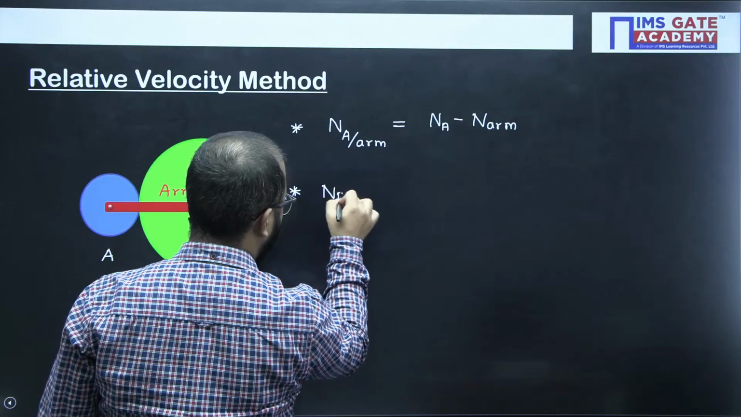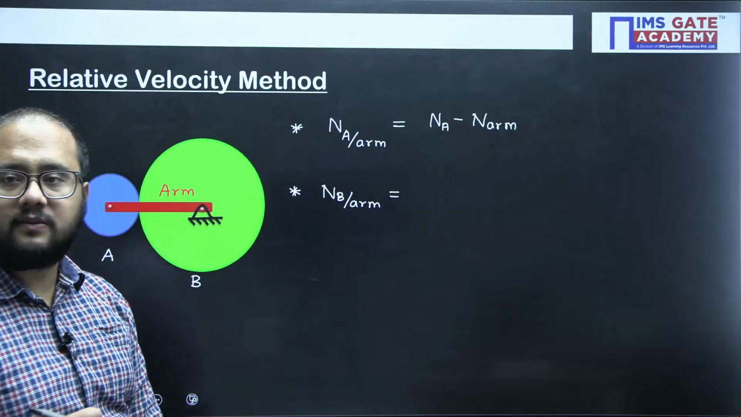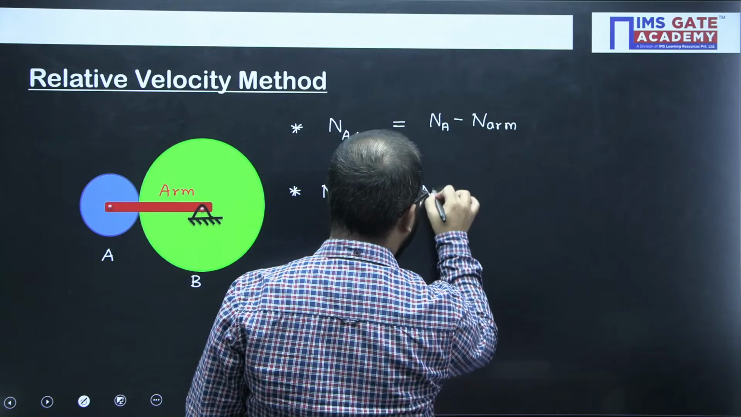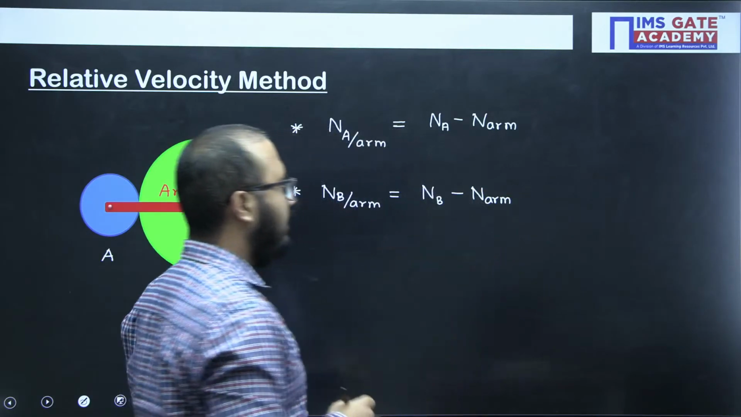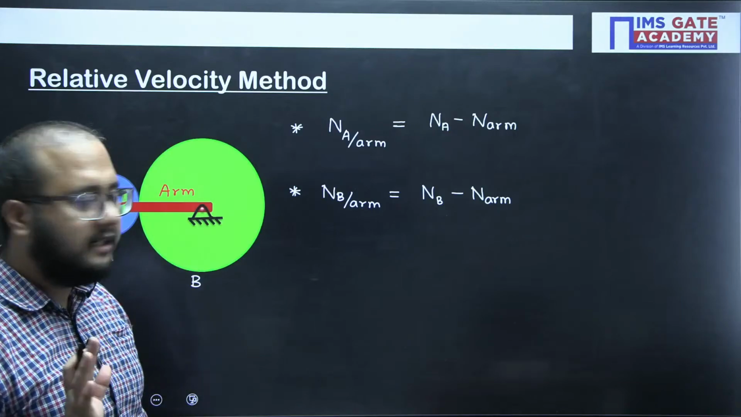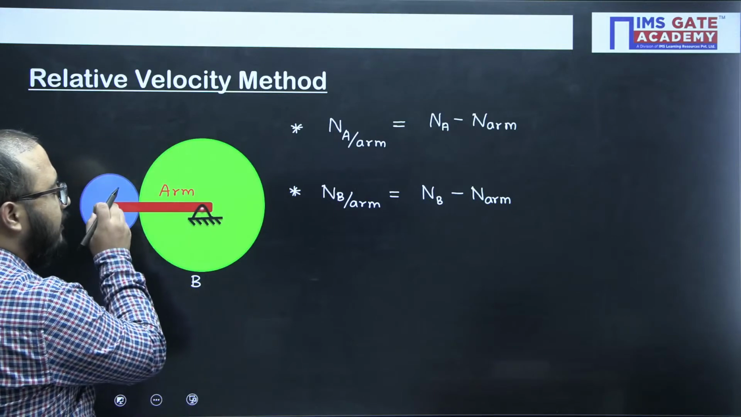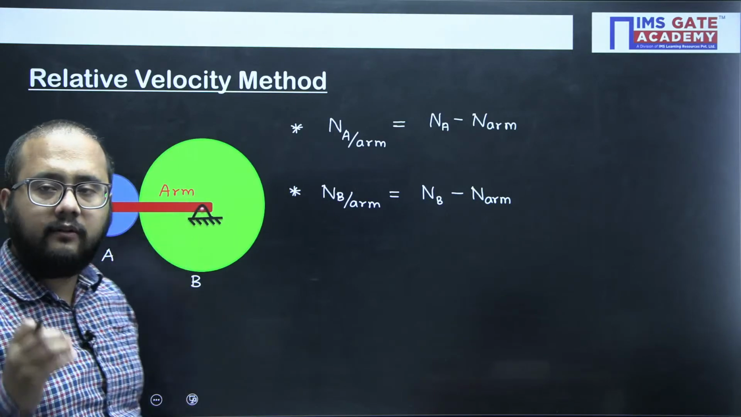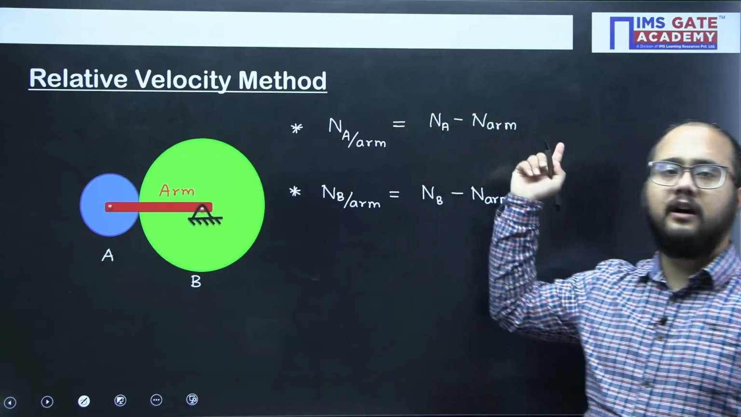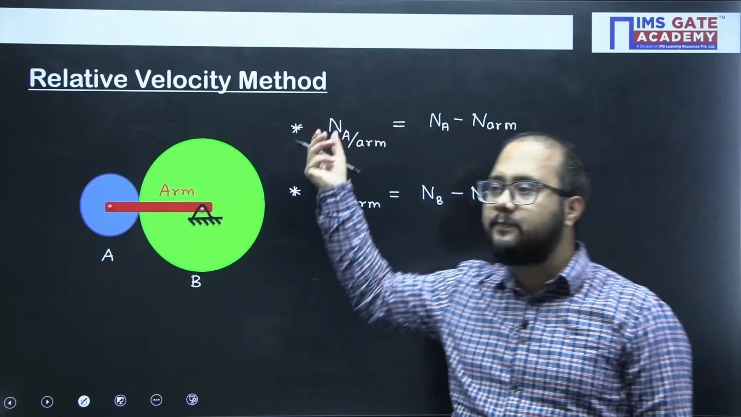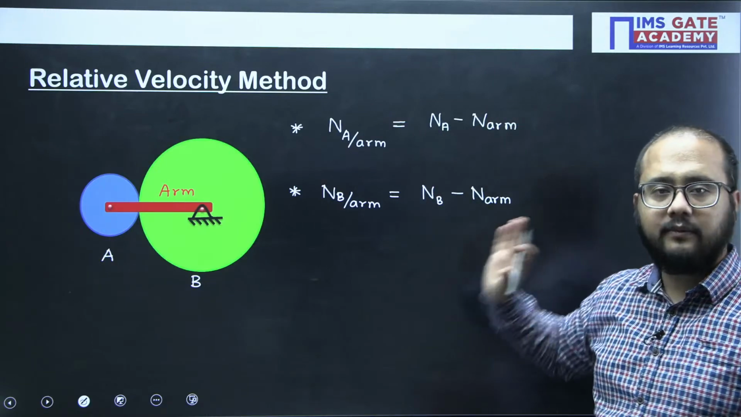That is the NB value. NB value with respect to arm. So NB minus N arm. NB minus N arm. Right? Clear? I hope these two relations are clear to everyone. So I will write the speed of gears with respect to arm. How will I write here? Speed of gear, then speed of arm. Take the difference, because I am considering the speed of gear A with respect to arm. So speed of gear A minus speed of arm. That is what we are going to write here.